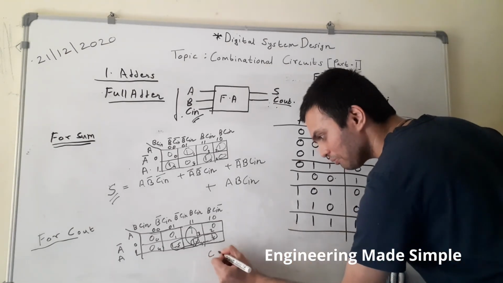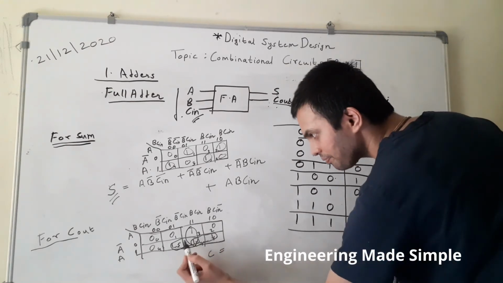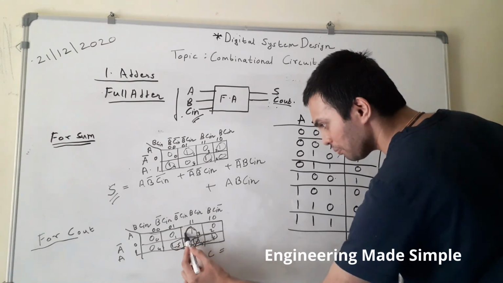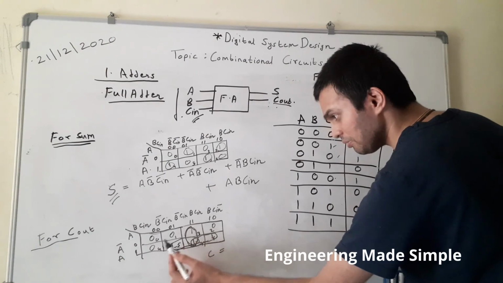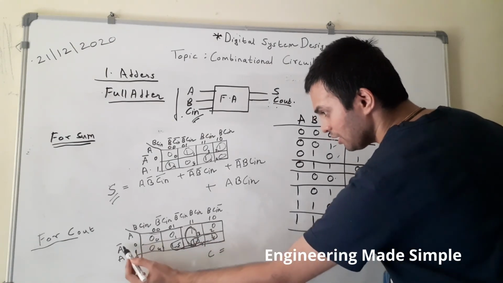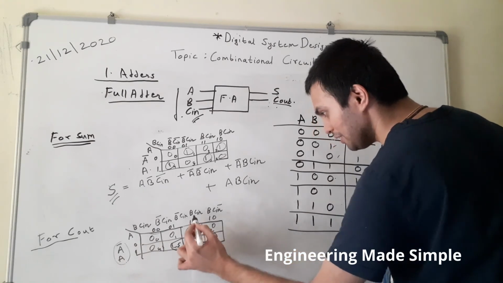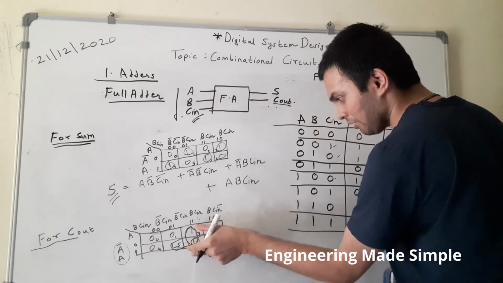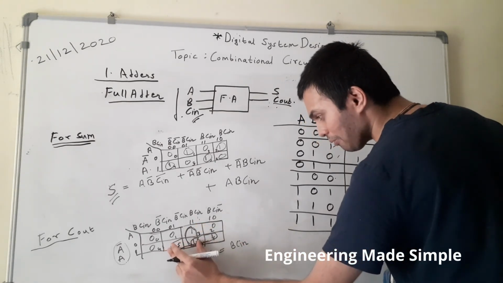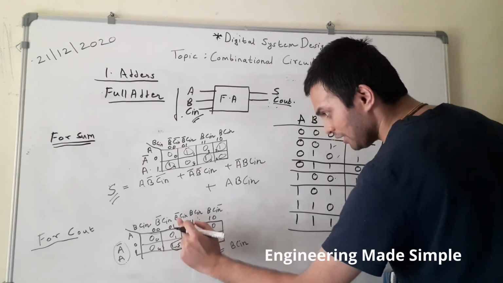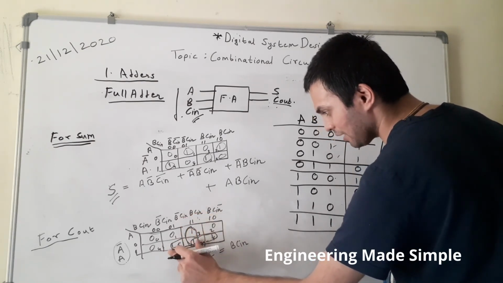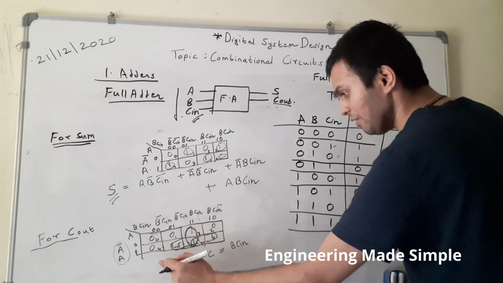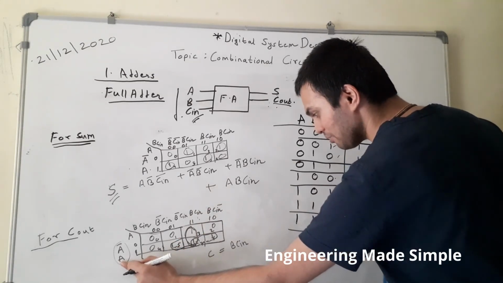I will write it over here so it will be visible. First this particular column we will see. Now this particular grouping corresponds to, as A bar changes to A, the A variable will be eliminated in this case and only B C in will remain. Now we move on to this particular pair. Here B bar C in and B C in are there, so B changes from B bar to B. So B will be eliminated and the row variable will remain as it is. So it would be A C in.